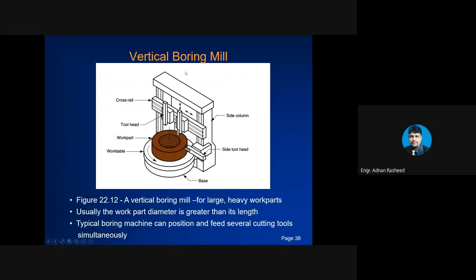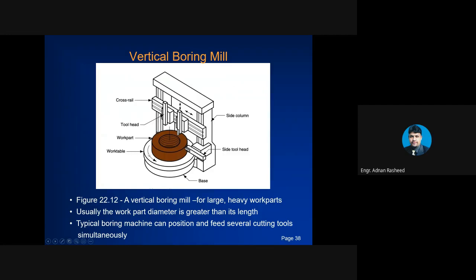Now vertical boring machines. We also have the vertical boring machine. This is a diagram or a picture of the vertical boring machine. You can see that these are the side columns. These are the tools that are attached. This is one tool, this is another tool. This is also a tool head in which you can attach the tool. This is the cross rail. The tool can be moved across as well, and the tool can be moved up and downward.